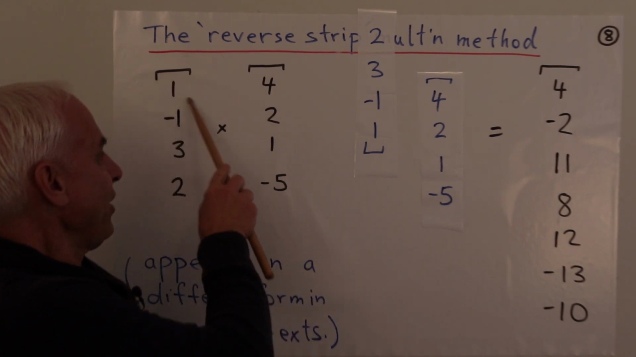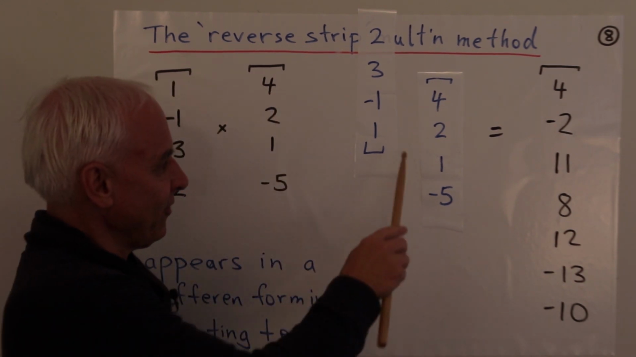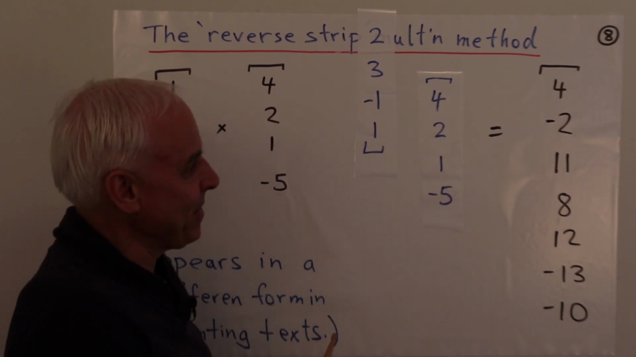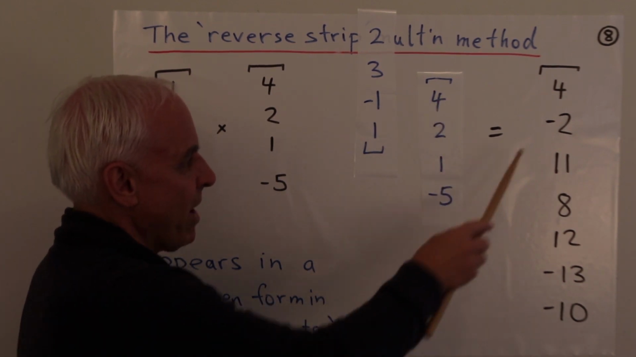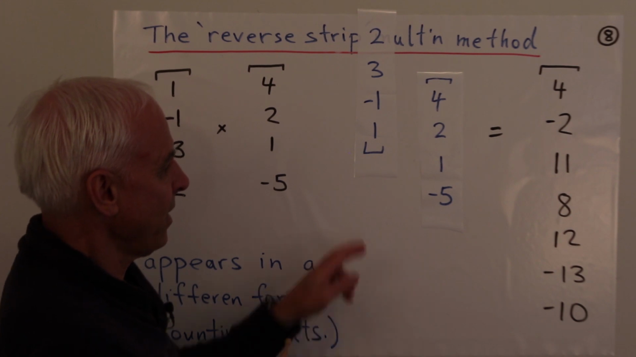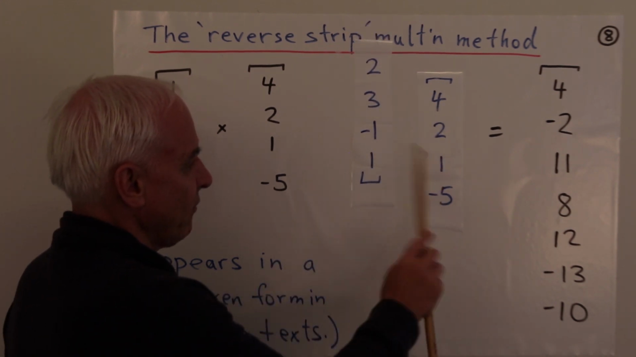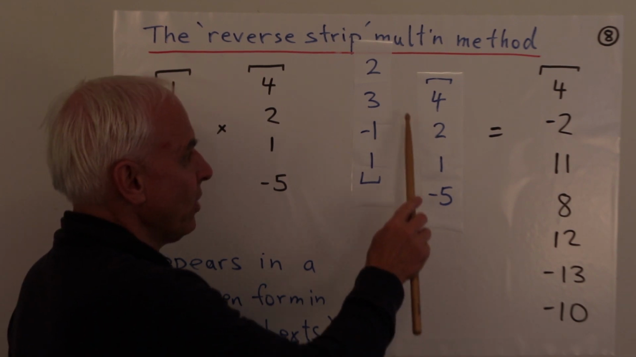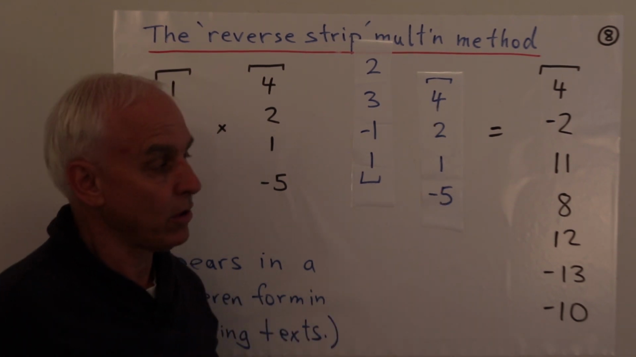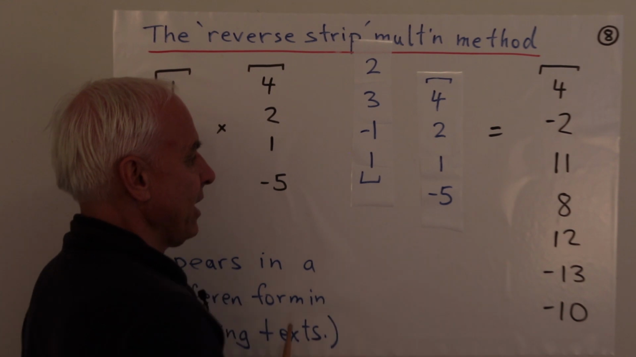It's the same products we had over here, but now we see them more clearly. So 2 plus minus 4 is a total of minus 2, so we write minus 2. For the next one, we go down 1. Now we have 3 alignments. We get a product of 1, a product of minus 2, and a product of 12, for a total of 11. So we write down 11.